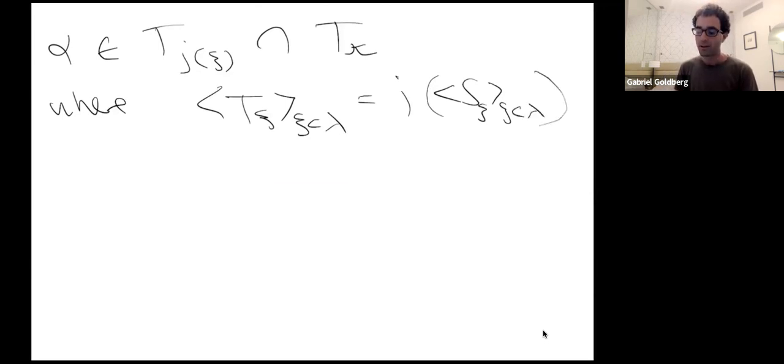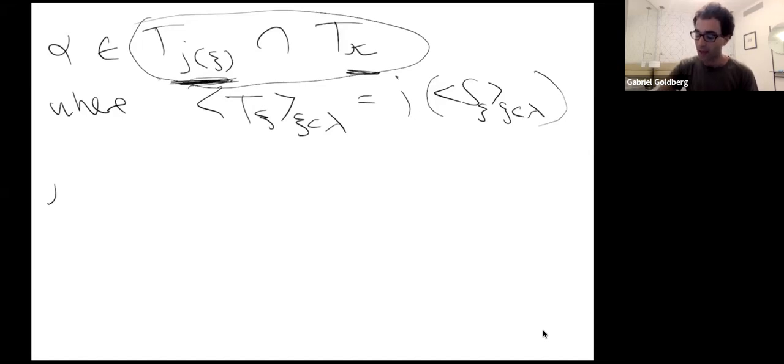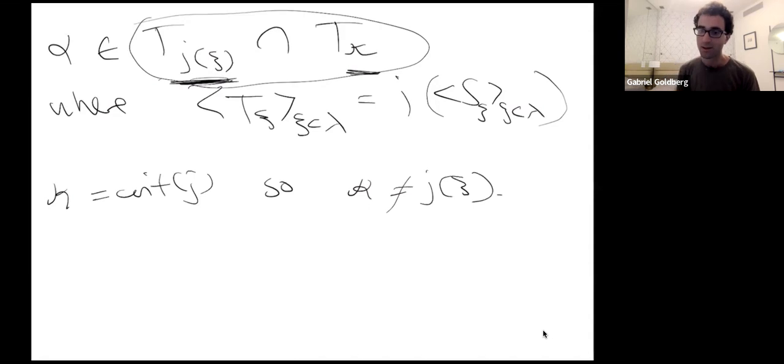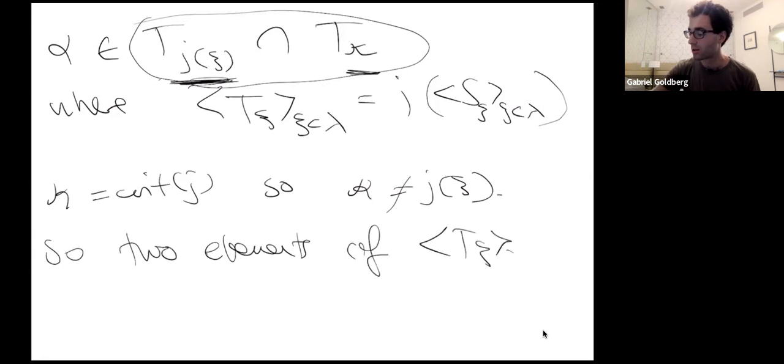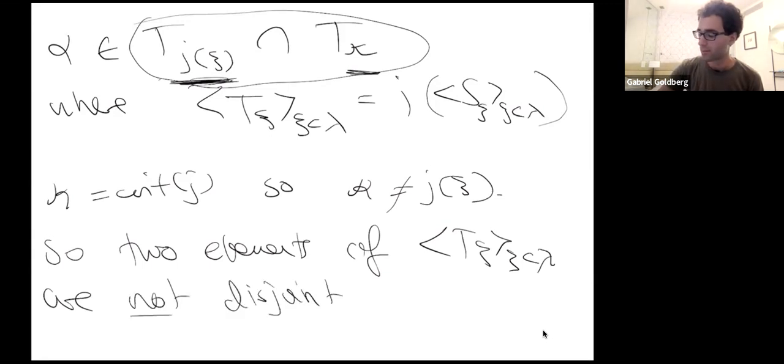So there's a problem here. These sets are supposed to partition S lambda plus omega. So in particular, they're supposed to be disjoint. They can't be disjoint because these two sets have an element in common, even though their indices are different. Remember, kappa is supposed to be the critical point of j. So kappa is not equal to j of xi. So that's a contradiction because we just found two elements of our partition that are not disjoint. So that's Woodin's proof of the Kunen inconsistency theorem.